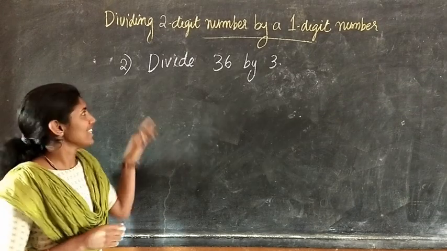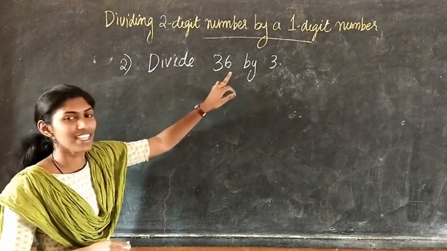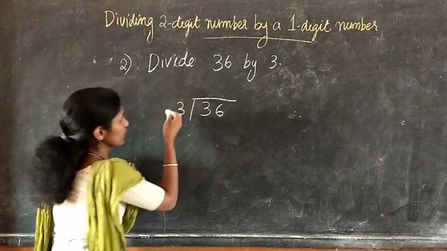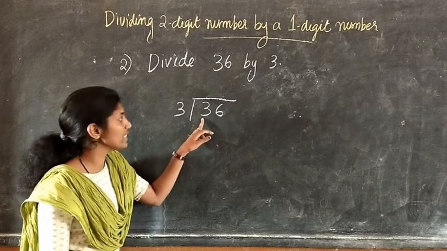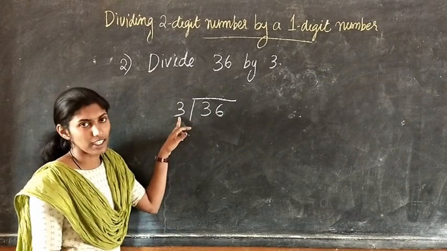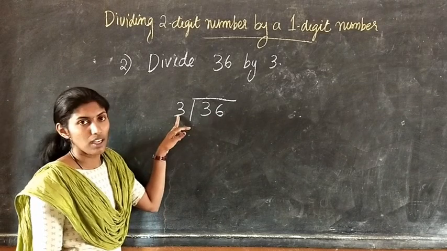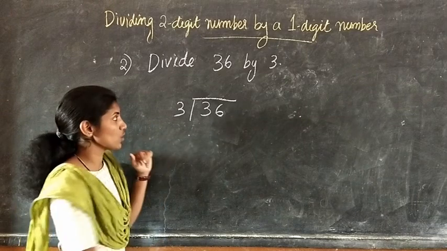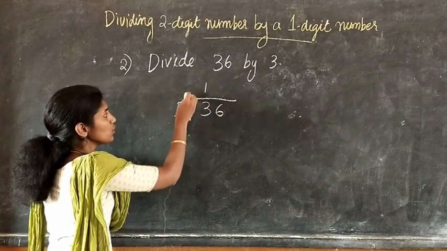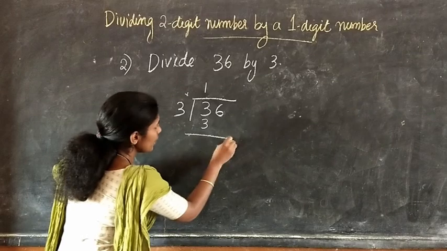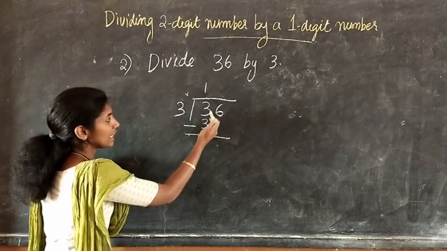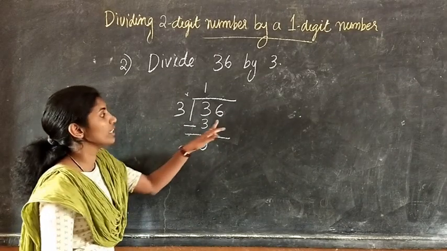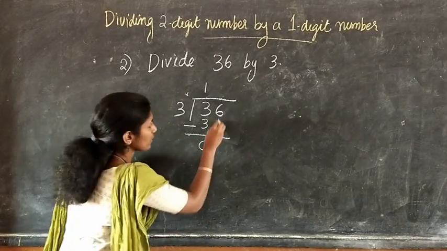Clear? Second question, divide 36 by 3. So write like this, 36 by 3. First we have to divide the tens digit of the dividend by this divisor 3. Here 3 divided by 3. We learned any number divided by the same number, the quotient is always 1. So we can write 1 here. And 1 into 3, that is equal to 3. Then we have to subtract. 3 minus 3, 0. And what is the next step? Yes, we have to bring down the ones digit of the dividend.